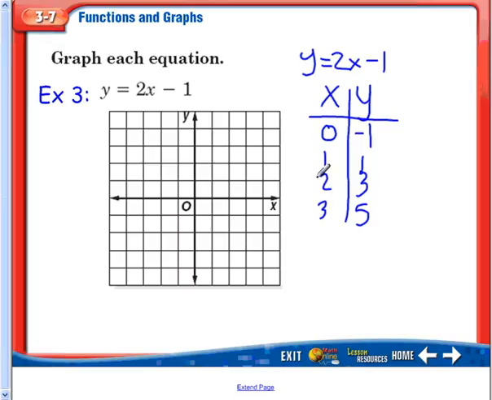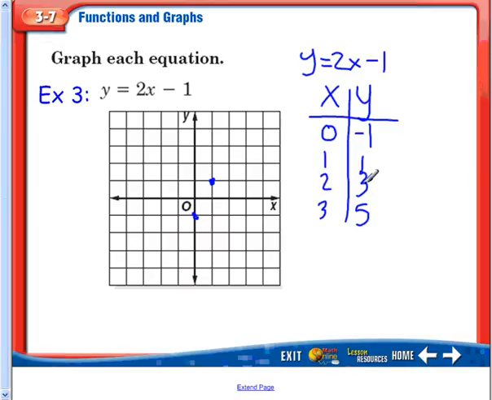Again, I'll use these points knowing that this should be a linear or straight line. I'll go left or right none, so I'll be right on the axis, and I'll go down 1. So I'll stay right here on the axis, down 1. And I need to go right 1, up 1.